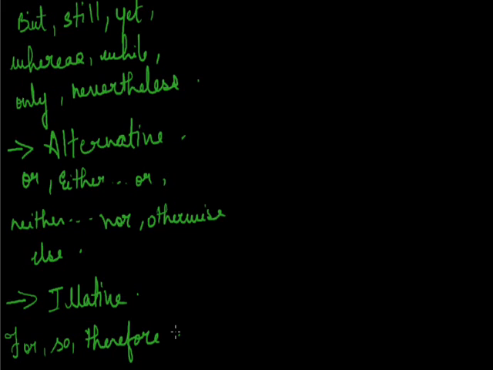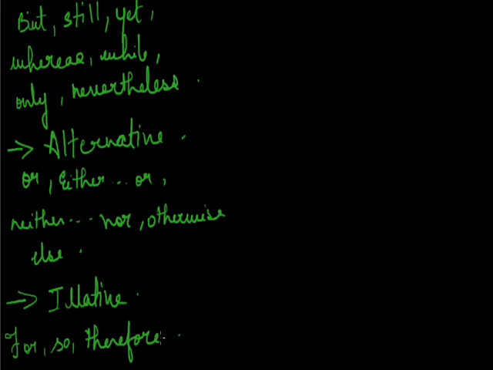So and therefore. He had not cleared the dues, so the power supply of this factory was disconnected. The power supply of this factory was disconnected. So why is it disconnected? It is given in the previous sentence: because he had not cleared the dues.